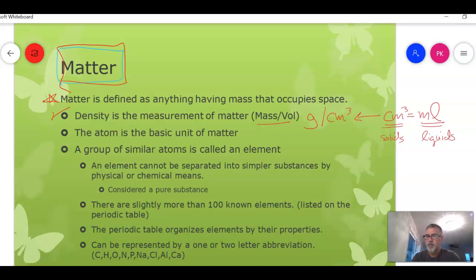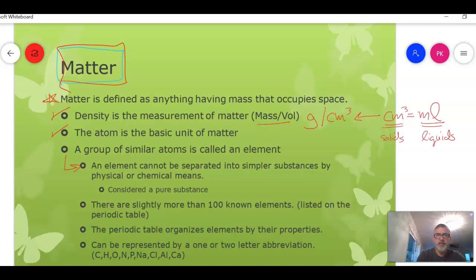If you're keeping a formula sheet, right, we had the percent error on a formula sheet. Keep your density in a formula sheet too, because you're going to use it. So I'll make sure I mention that we keep a formula sheet. The atom is the basic unit of matter. So everything is made of atoms, right? And the atom is the basic unit that cannot be separated by physical or chemical means.